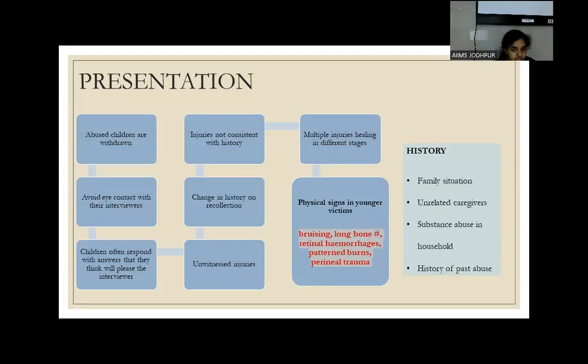There are some specific physical signs in younger victims which have to be raised as a red flag for child abuse, which include bruising on the body, fractures of long bones, retinal hemorrhages, patterned burns, or perineal trauma. On questioning the history, there might be an abnormal family situation, with unrelated caregivers for these children, history of substance abuse, and even history of past abuse in the family.